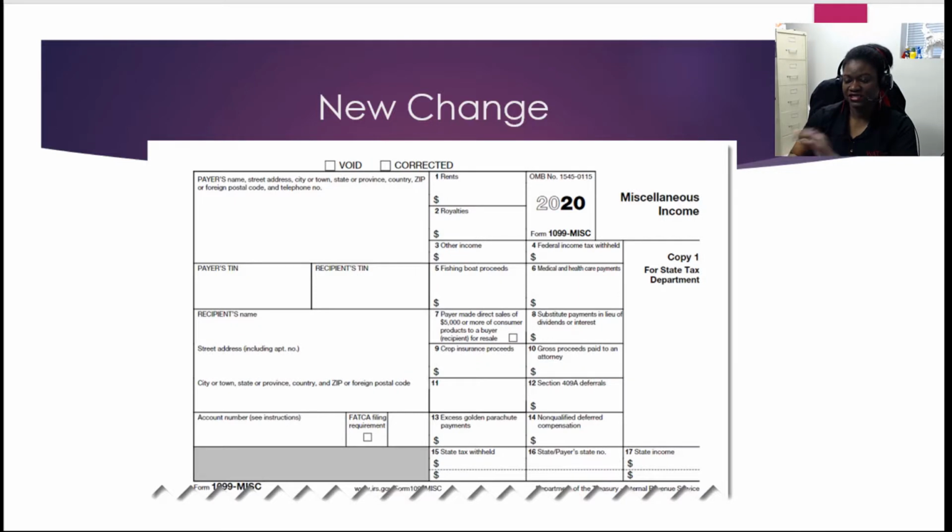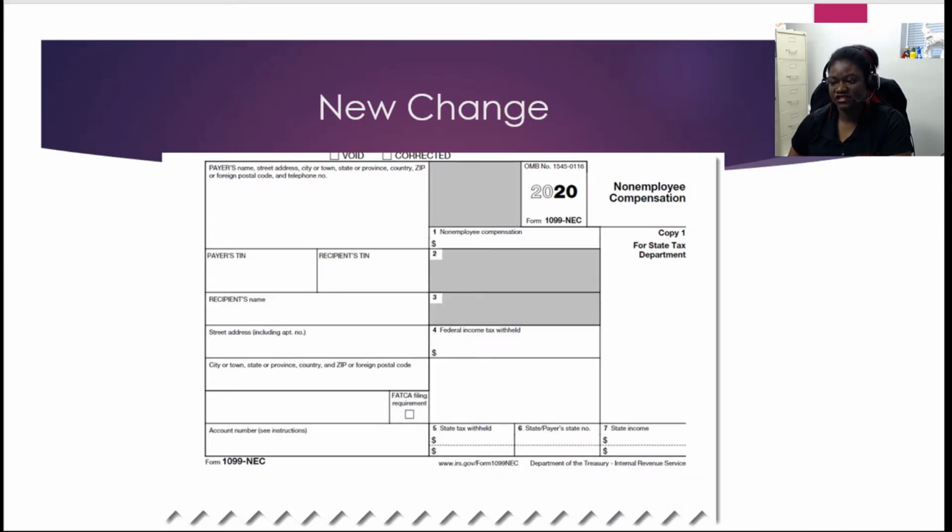This is the new 1099 miscellaneous. As you can see, box 7 no longer has the non-employee compensation. Businesses will now report that on 1099 NEC, and this is the new form, again starting with tax year 2020, and they will report those amounts in box 1 of this form.